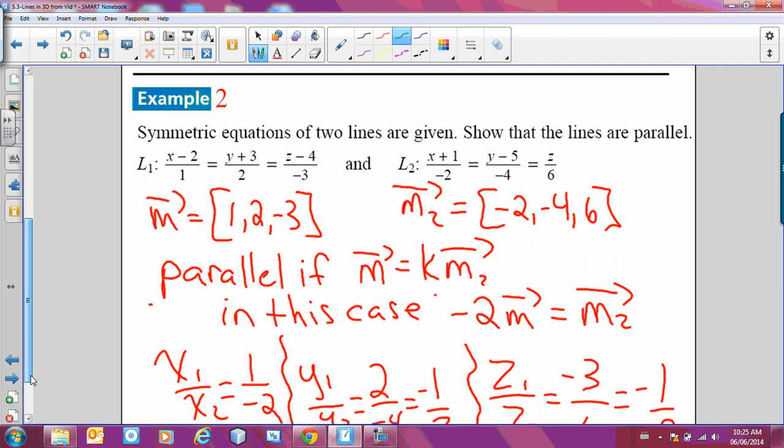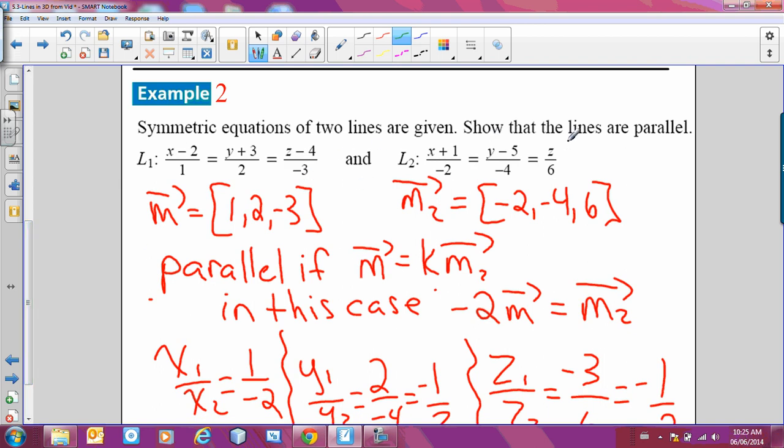So all that said, just getting back to where we were going here, show that the lines are parallel. Of course, if the lines are parallel, the direction vectors will be scalar multiples of one another. And so based on what we just said, this is the direction vector for line 1: 1, 2, -3. In this case, -2, -4, and 6. I'm going to let m be the direction vector for the first equation. Maybe m1 would have been smarter. m2 is the direction vector for the second equation. And so if they are parallel, then m1 can be written as a scalar multiple of m2.